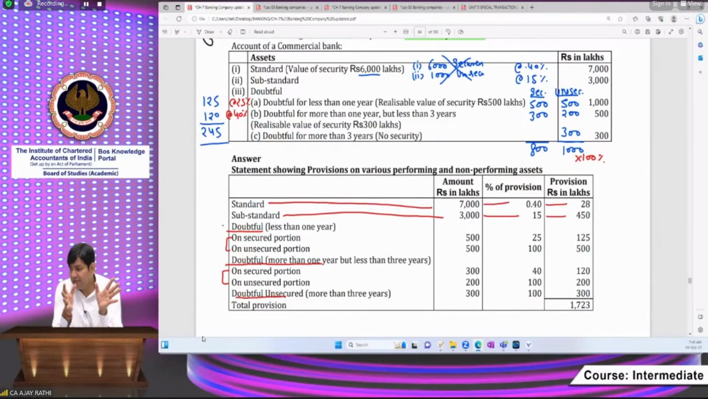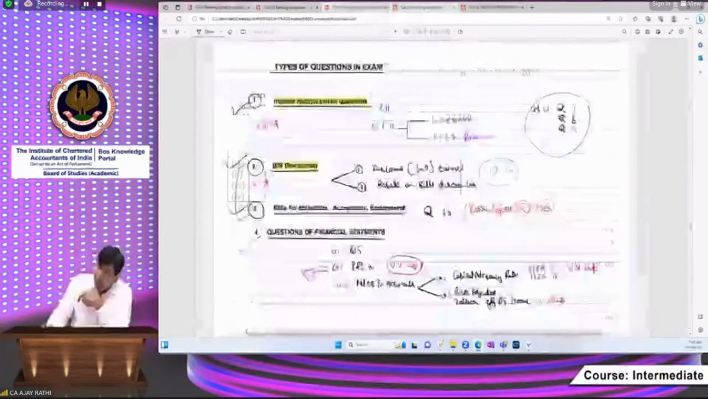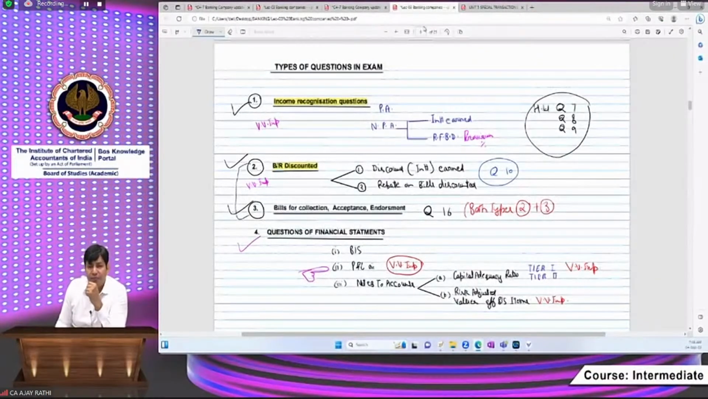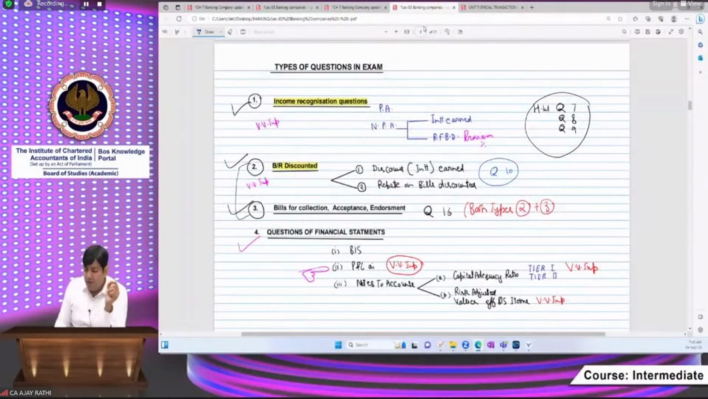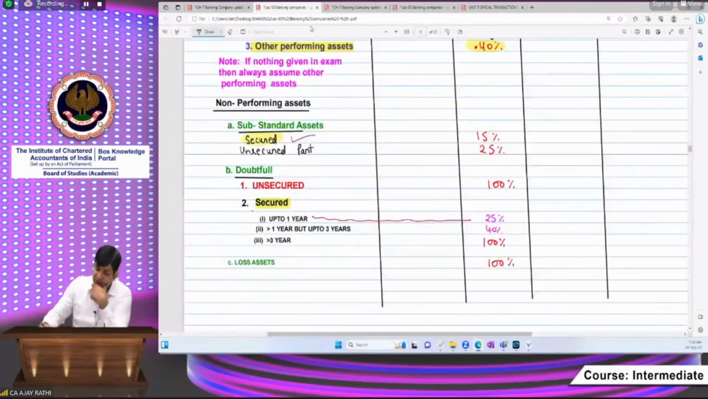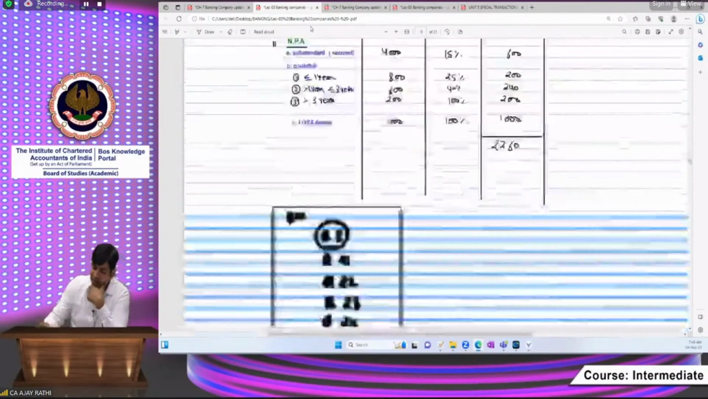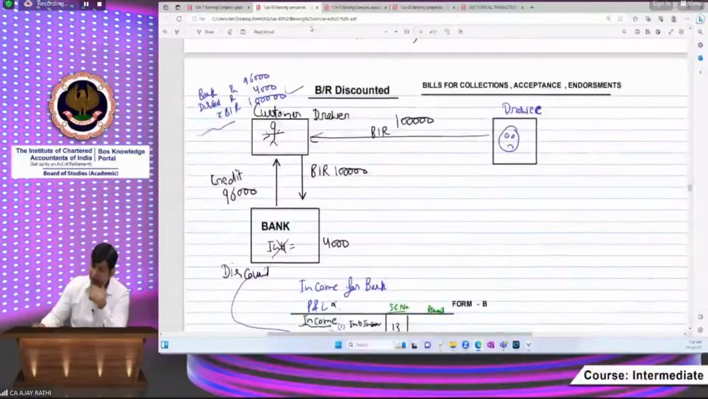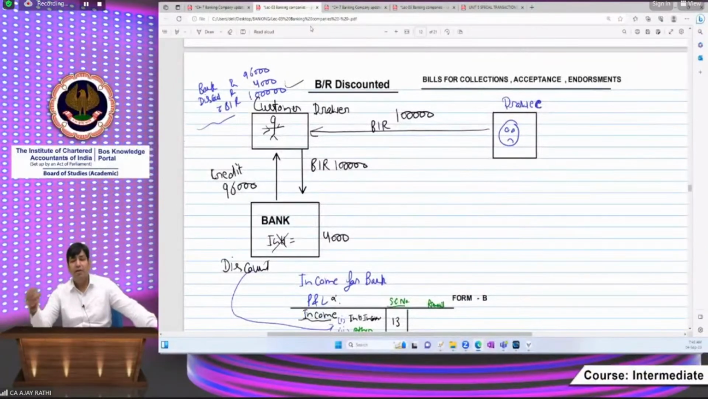So anyways, now we have practiced the income recognition question. Now we are practicing the bills receivable discounted question. Let's revise the concept first, which we discussed up to the last class. In the last class, what we discussed here, that we are discounting.